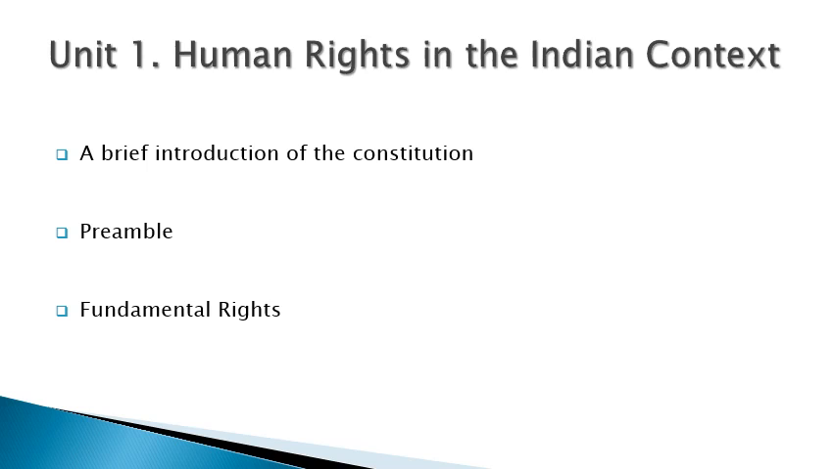At the same time, it has to be remembered that this article in no way confers a right on a citizen to pursue a job on a guaranteed basis. So this is Article 16. After that, Article 17 is abolition of untouchability.